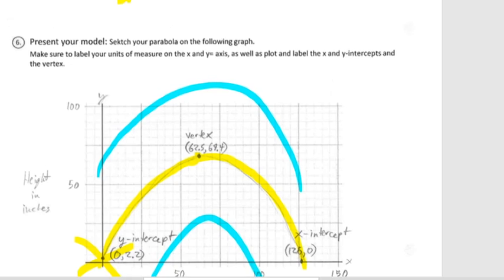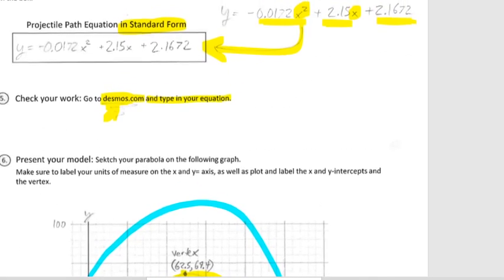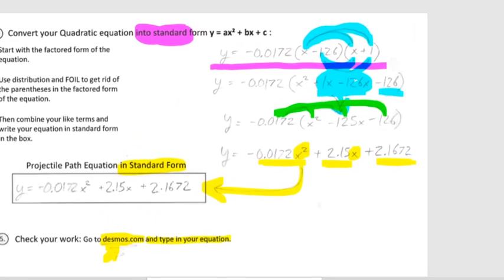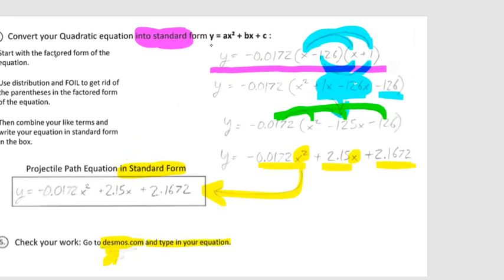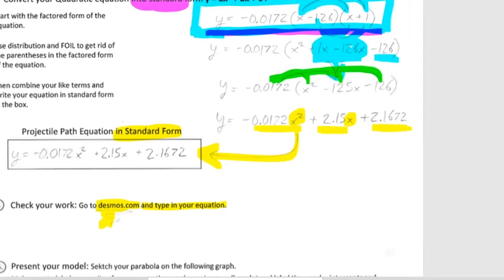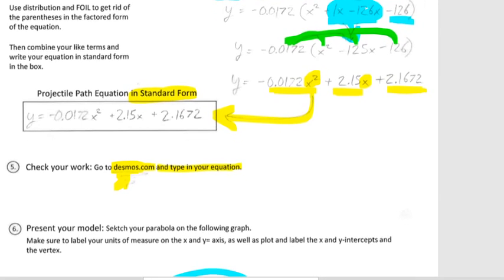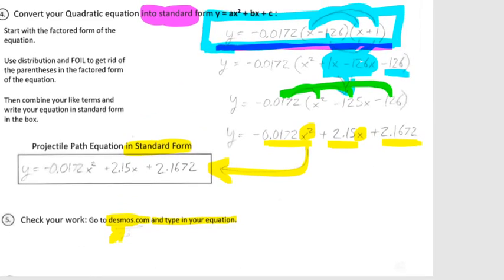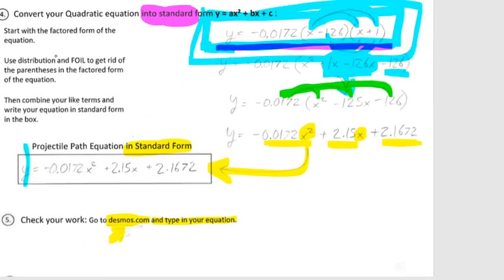So the first thing that we could do is just try typing in the factored form instead of the standard form. Remember, we started with the factored form over here, so you can try typing that in. When you type that in, I would type it in a separate box, so you've got both of these equations, both this guy and this one, typed into Desmos.